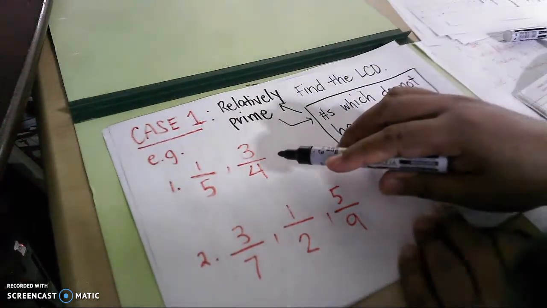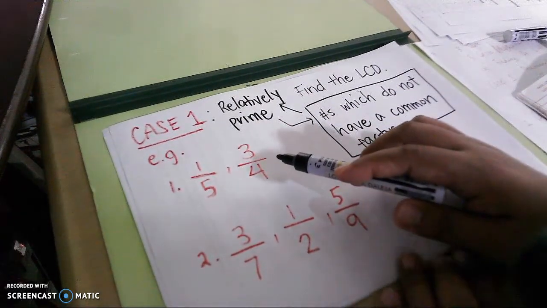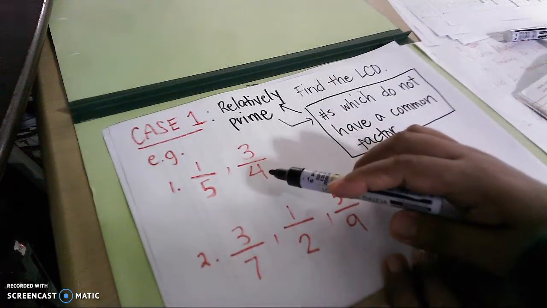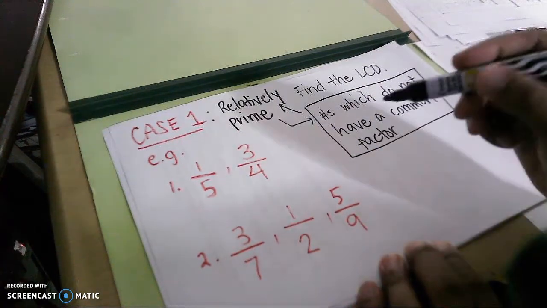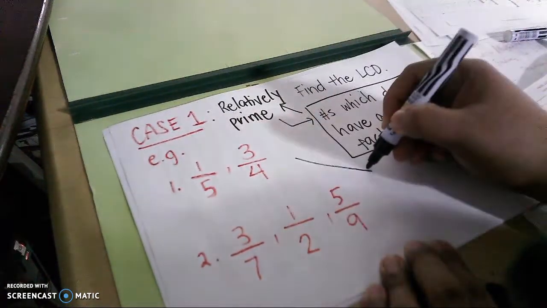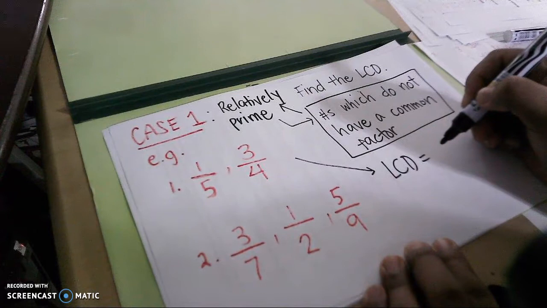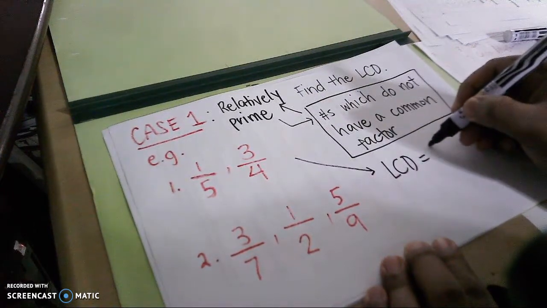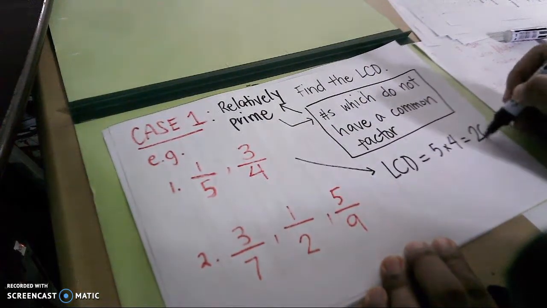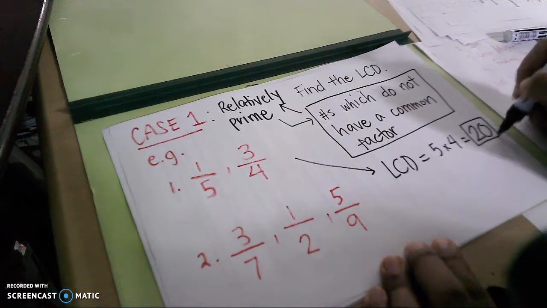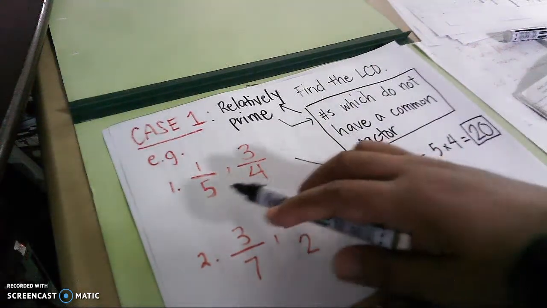Let's now find the LCD of the two examples here. We have 1/5 and 3/4. Since 5 and 4 do not have a common factor, meaning they are relatively prime, the LCD of these two fractions is just the product of the denominators, meaning it will just become 5 times 4, and that would be equal to 20. This is the shorter way of getting the LCD, if and only if the denominators are relatively prime.